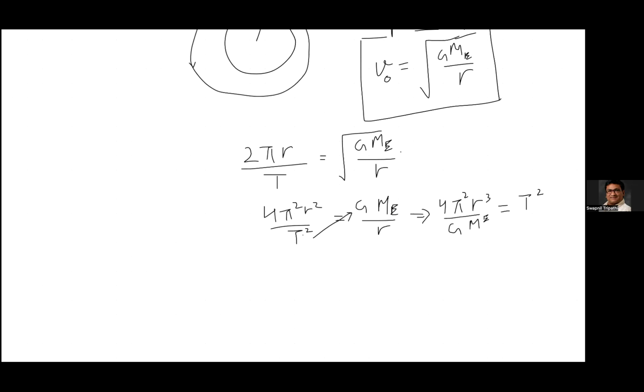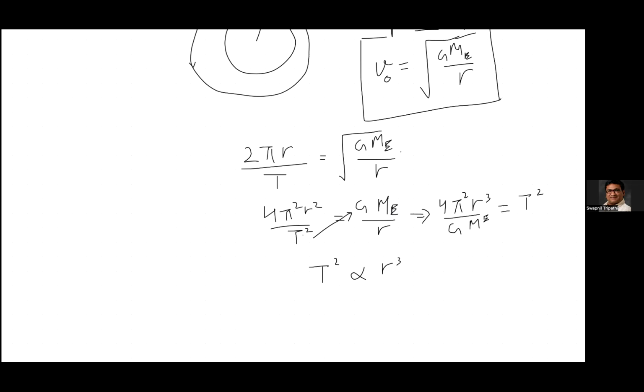You'll notice here that many of the things on the left-hand side are basically constants. The only variables are the time period and the radius. So we can also write this as the time squared is proportional to the cube of the radius. Now, this is like Kepler's third law, which says that the square of the time period is proportional to the cube of the orbital radius.